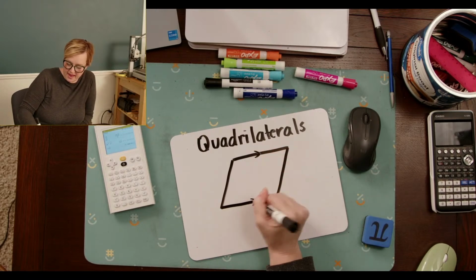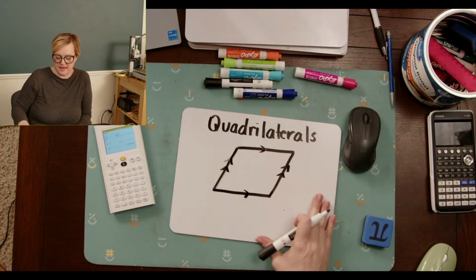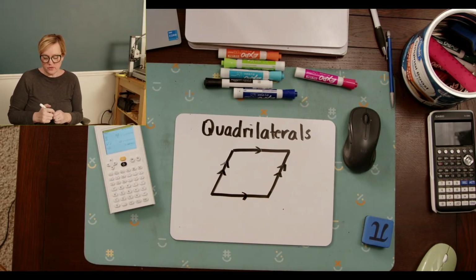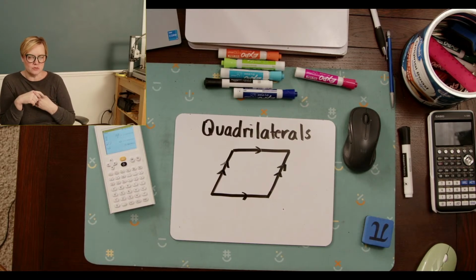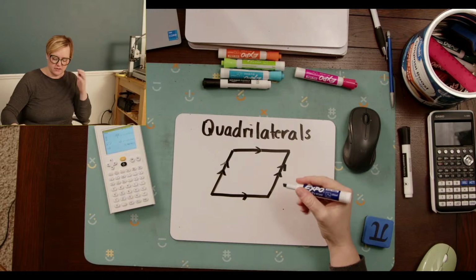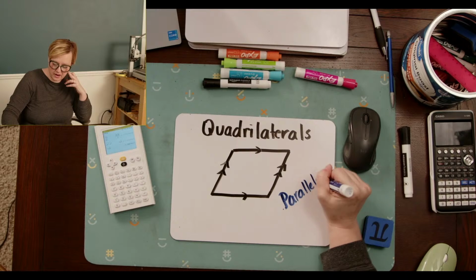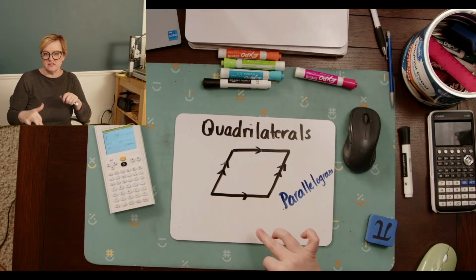So if we have a parallelogram, go like this, like this. A parallelogram is when you have two sets of parallel lines. Now, this includes rhombuses or rhombi, squares, rectangles. The thing that I was telling my students this week with parallelograms is that a parallelogram has those two sets of parallel lines.